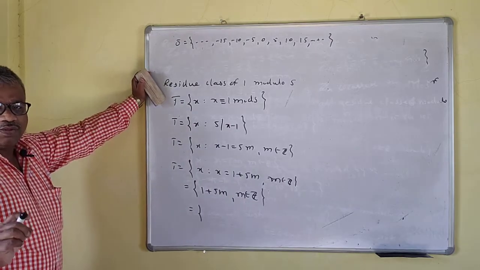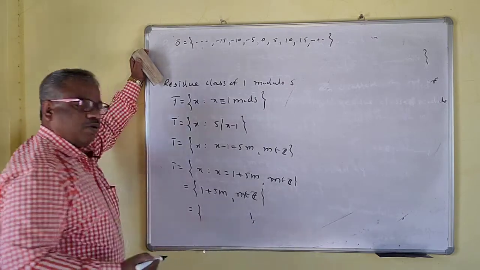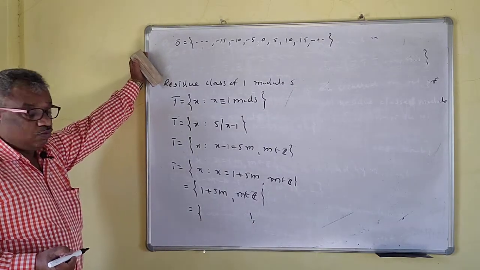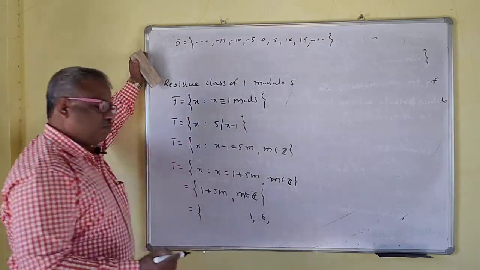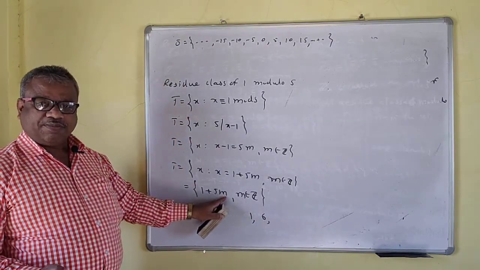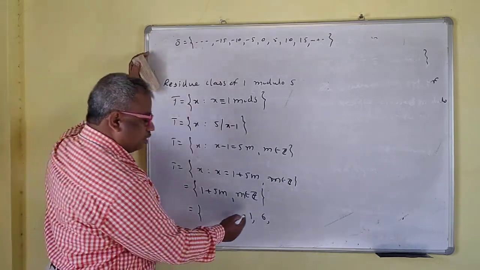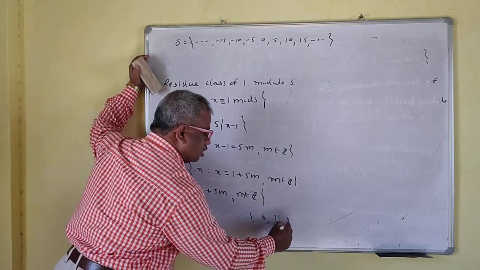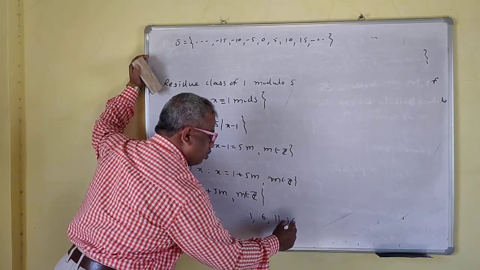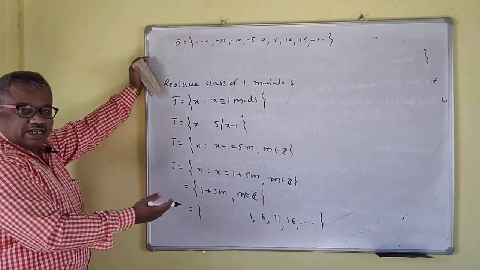First we take the value of m as 0, so we get 1. Then we take the value of m as 1, so this will be 6. Since m is an integer, increase m and just go on adding 5. Then 11, then 16, dot dot dot.